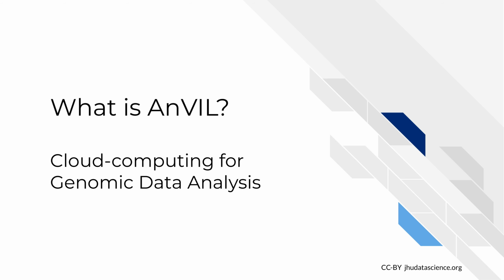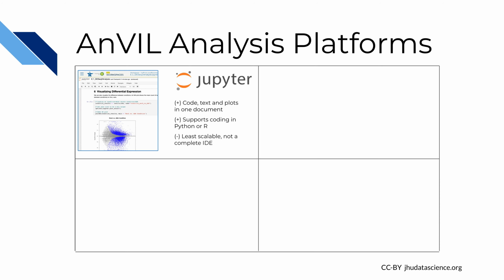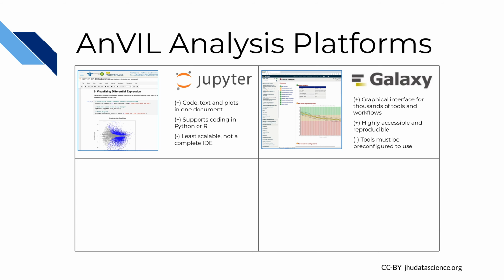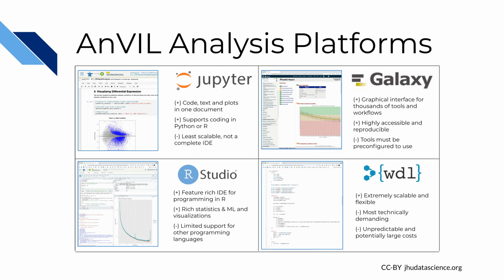AnVIL provides cloud computing for genomic data analysis. This means you can access a wide and growing collection of tools and datasets all through your web browser, without needing to download data or install software. Through the AnVIL platform, you can access a wide range of genomics tools, including Jupyter, Galaxy, RStudio, as well as other tools. These tools are all available simply by logging in with your AnVIL account.